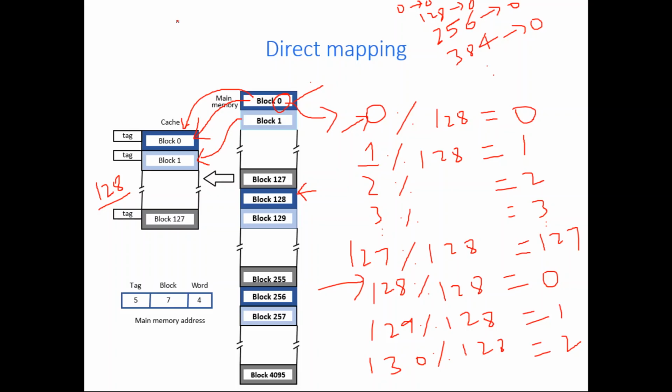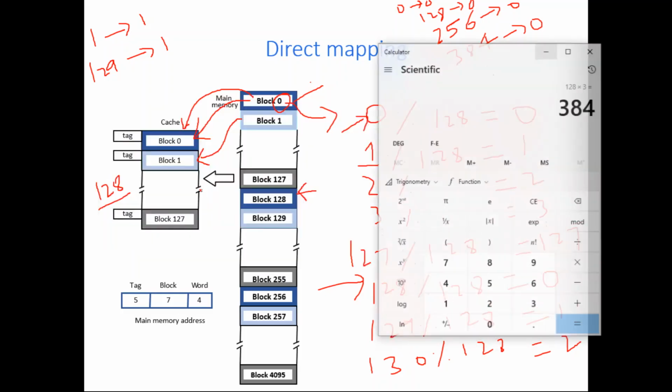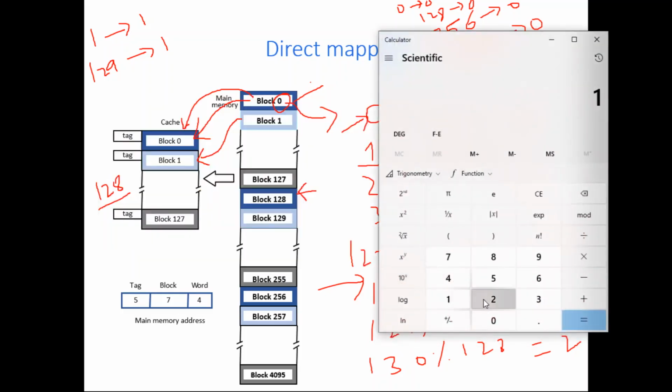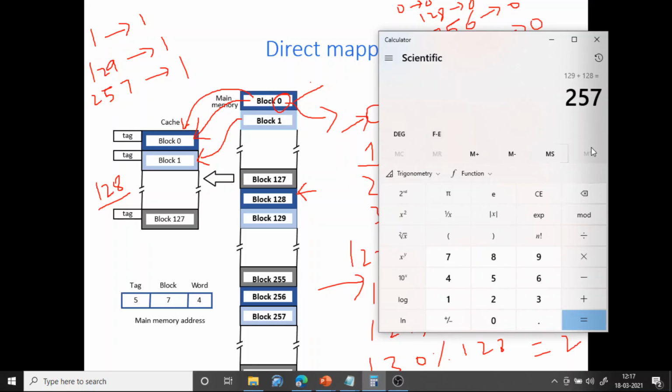Similarly, if you take block 1, it maps to block 1, and block 129 also maps to block 1. How? 1 plus 128 is 129. Similarly, 129 plus 128 is what? That block also will map to block 1. 129 plus 128, what do you get? 257. Block 257, where will it map? It will also map to block 1 of the cache memory. Again 257, if you do 257 plus 128, sorry.